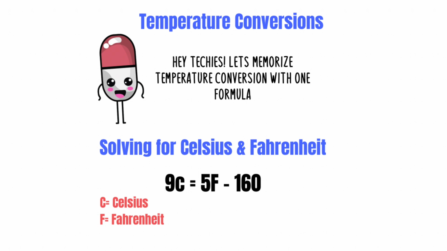So 9C, C represents Celsius, equals 5F, the F is for Fahrenheit, minus 160. You can use that to solve for Celsius and Fahrenheit.